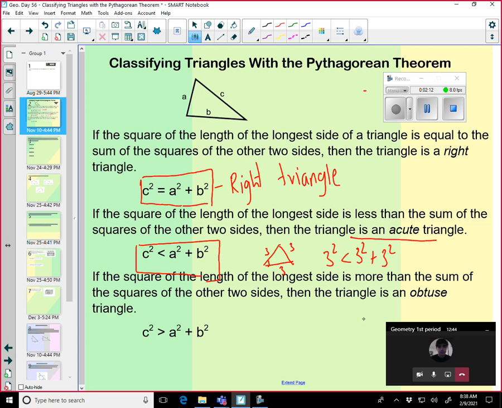And in the case of an obtuse triangle, C square will be greater than A square plus B square. C square will be greater than A square plus B square in the case of an obtuse triangle. For example, if I have sides like 4, 5, otherwise you can take 5, 5, and the other side is just 6. And you can see that that will be an obtuse triangle.